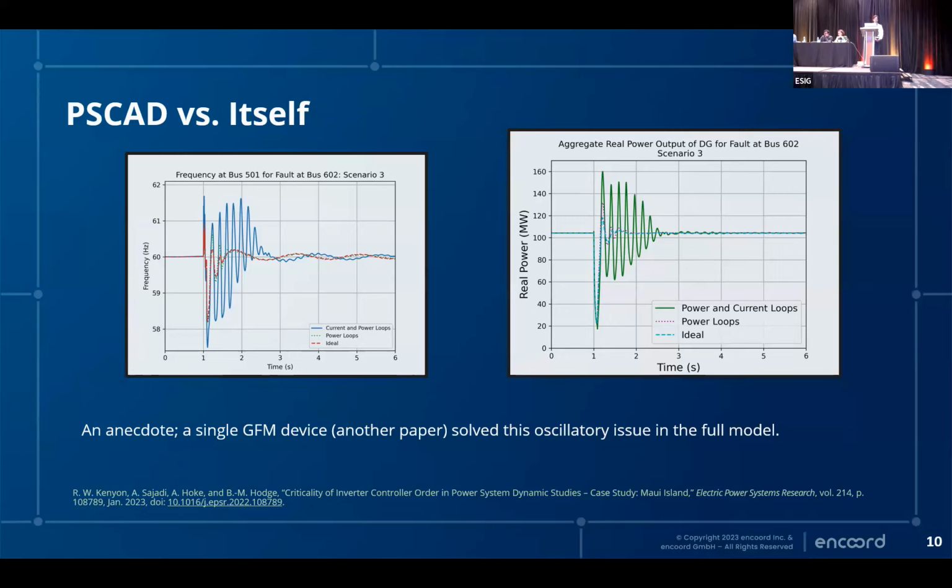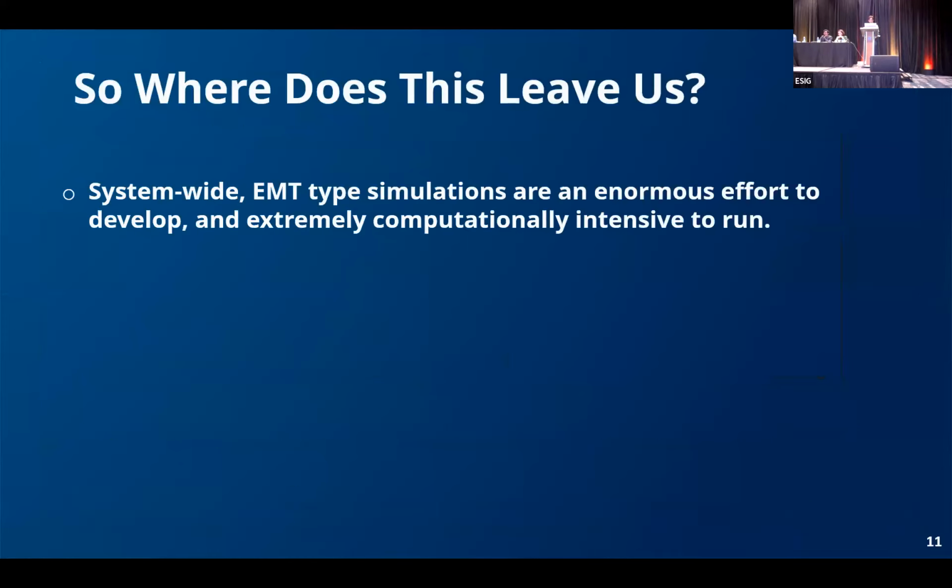As an anecdote, since this is a GFM panel, I would say that if you park a GFM device on this Maui power system, it does fix those oscillations. It gets even better if you use nonlinear droop. So where does this leave us?